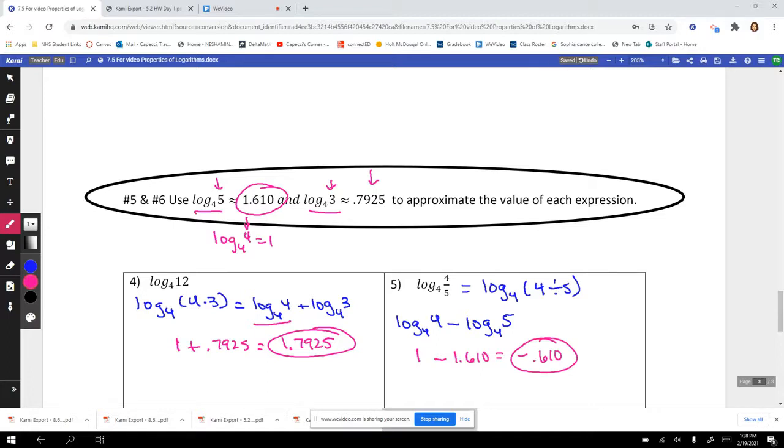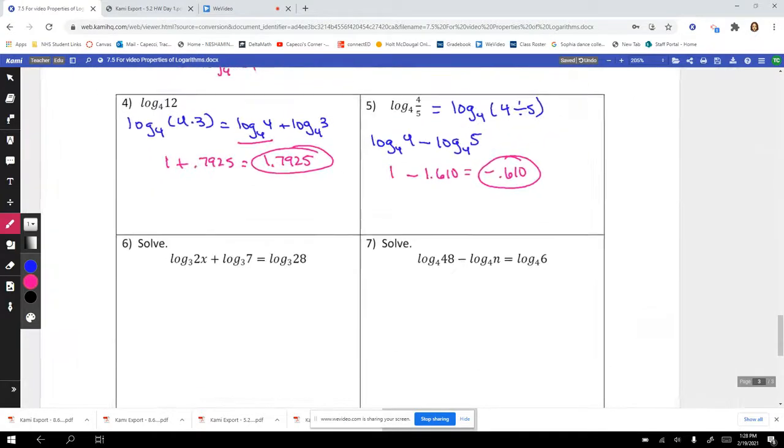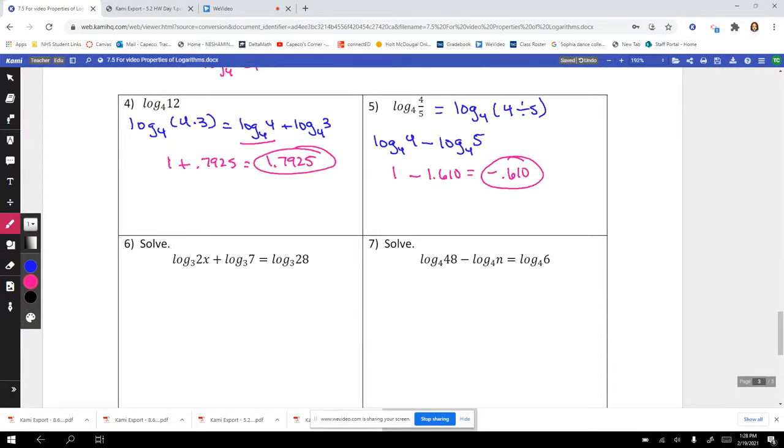Okay? All right, we're going to move on to some different type of problems now. We're going to talk about solving. Again, I have log base 3, log base 2. They're always going to have the same base in what we're doing. We're still pretty basic. So I have log of 2x, plus log of 7. Remember, plus is the same as times. So I can say 2x times 7, because they all have logs. Log base 3 is equal to 28. So that gives me 14x is equal to 28. So x is equal to 2.